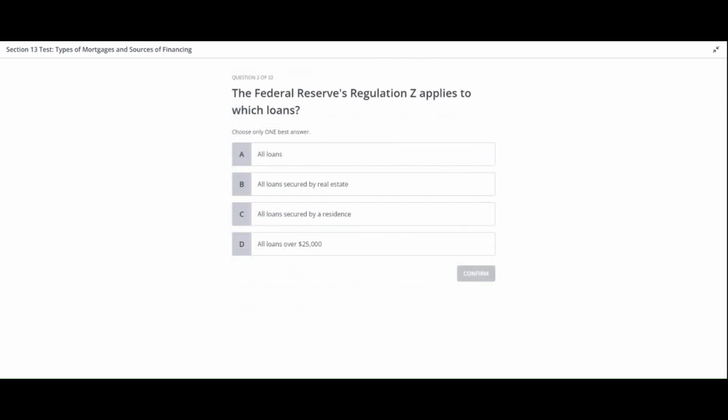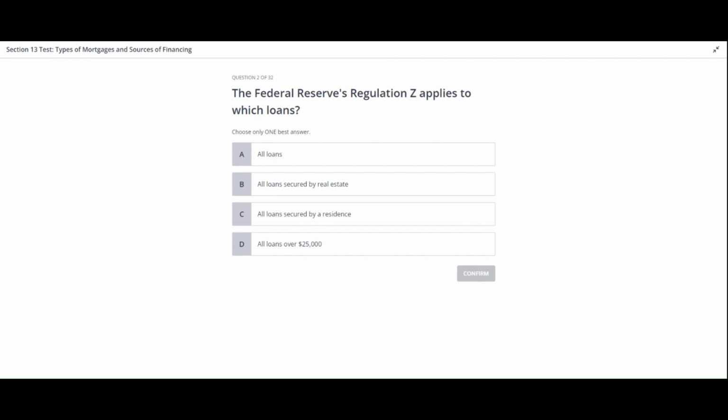Alright, question number 2. The Federal Reserve's Regulation Z applies to which loans? A. All loans. B. All loans secured by real estate. C. All loans secured by a residence. D. All loans over $25,000. Okay, take your time to think about the option and then make your selection. I hope you have made your selection.